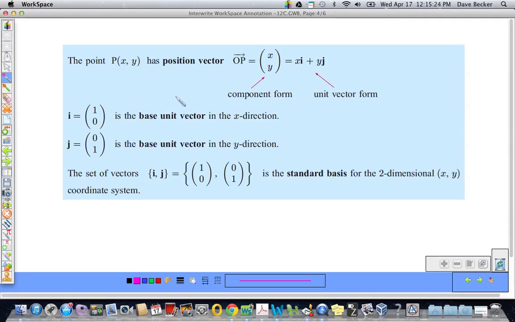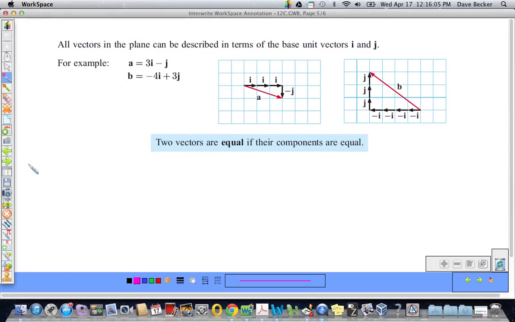And next, we just have some definitions. The point P(x, y) has position vector OP equal to (x, y) or xi plus yj. That's the same thing as what we just did, 2i plus 5j. i is the base unit vector in the x direction, and j is the base unit vector in the y direction. This is the standard. We use i and j all the time, and it makes it easier to write vectors in many instances. This is for two-dimensional vectors. We will get to three-dimensional vectors a bit later.